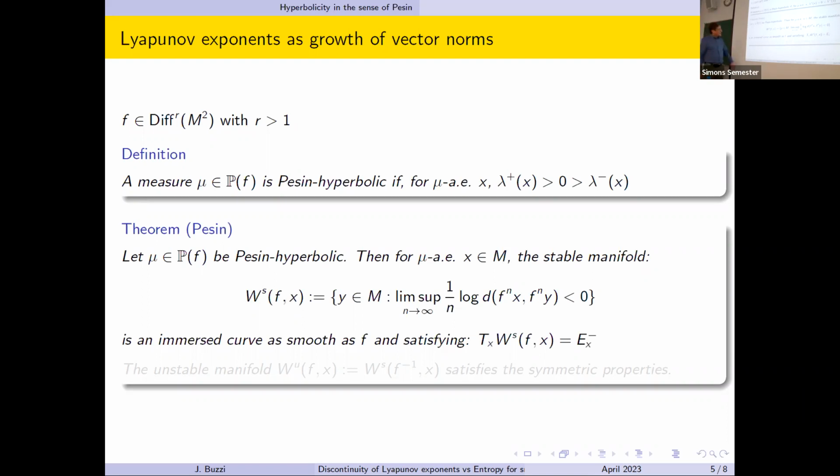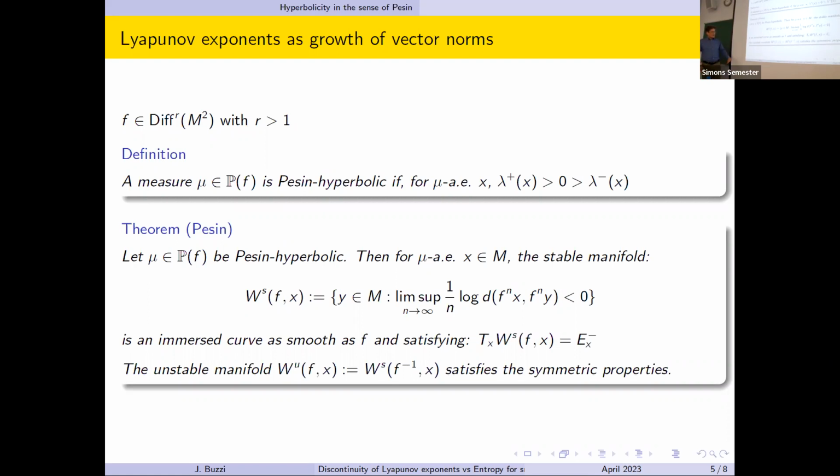Now if you have such a measure, for almost every point you can look at the stable set, which is the set of points whose orbit converges exponentially fast to the orbit of X. And Pesin tells you that this set is not some kind of horrible set, it's a curve. More precisely, it's an immersed curve. Some can be dense, for instance, which is as smooth as F, and which is tangent to the stable space given by Oseledets's theorem. So the direction where vectors are contracted by the differential. I say contracting because here my assumption is that lambda minus is negative.